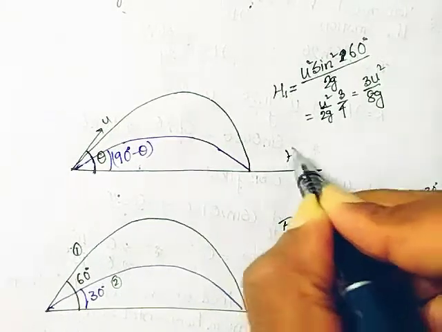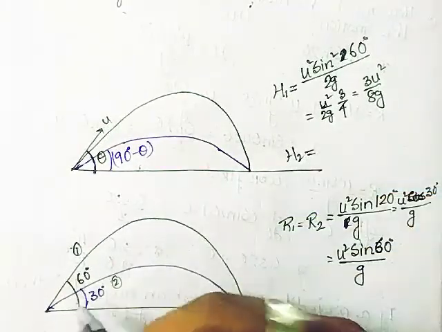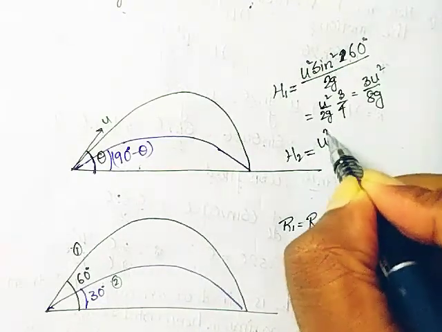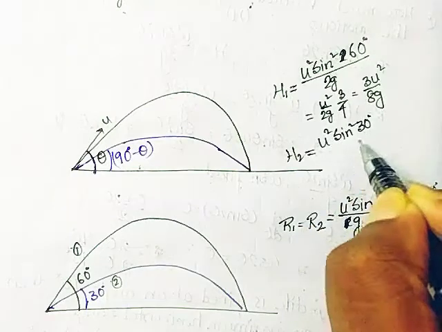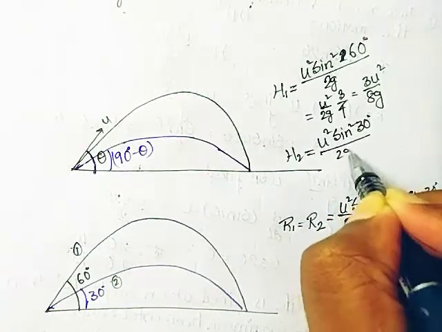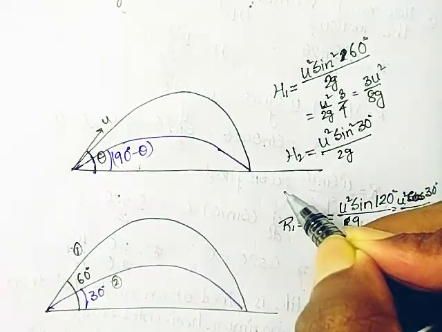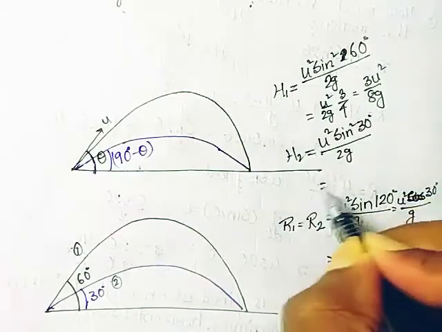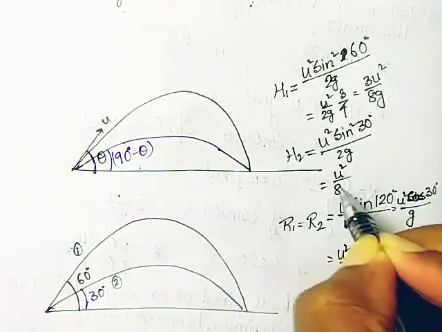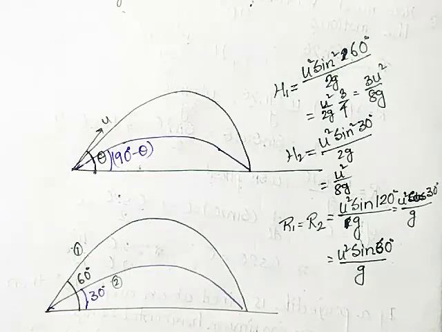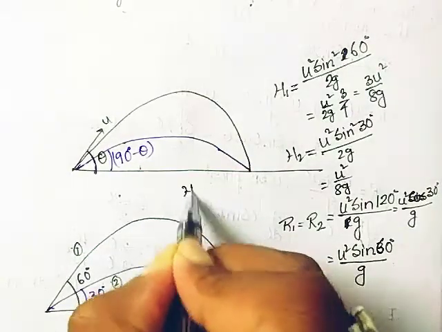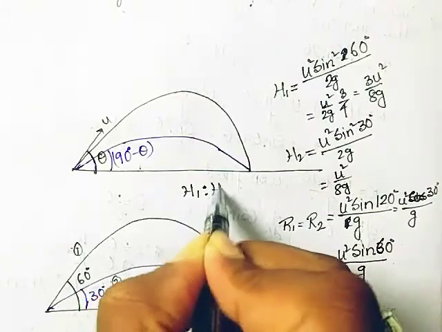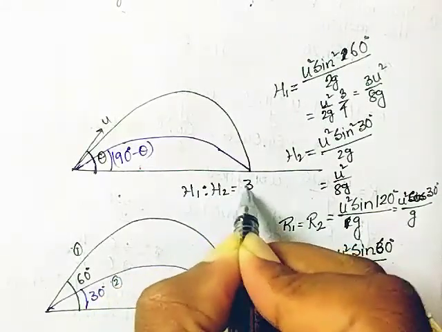And if I take the next thing, that is h2, then in that case it will be u square sine square 30 degree divided by 2g. What is the value of sine 30 degree? The value of sine 30 degree is 1 by 2. If it is 1 by 2, then it will be u square divided by 8g. So if I take the ratio of h1 to h2, then it will be 3 to 1.